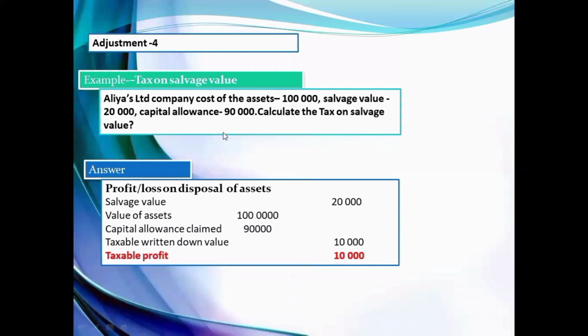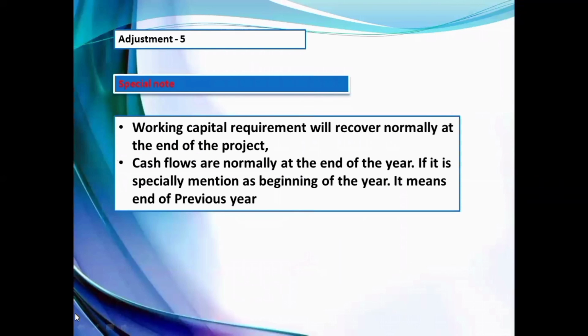Adjustment 4 is tax on salvage value. How do we calculate it? Aria Limited Company: cost of assets is 100,000, salvage value 20,000, capital allowances claimed 90,000. Calculate tax on salvage value. First, we put the salvage value as 20,000. Then we have to get the taxable written down value. How can we get it? Value of assets minus capital allowances claimed. The value of assets is 1 lakh. Capital allowances claimed is 90,000. Then the taxable written down value becomes 10,000. Taxable profit is 10,000.